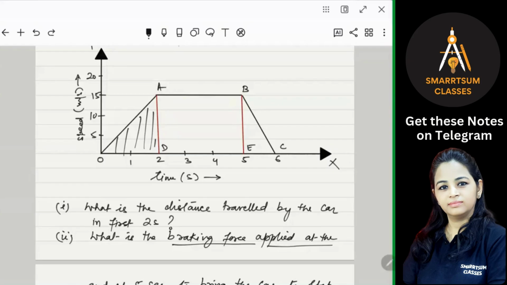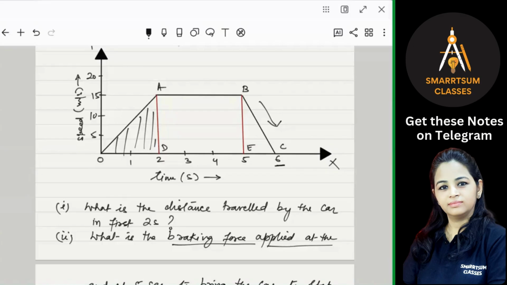Now at point B, you can see that its speed is decreasing. It is going down, right? Okay. And at t is equal to 6 seconds, it stops. Or what is happening? At t is equal to 6 seconds, what is happening?